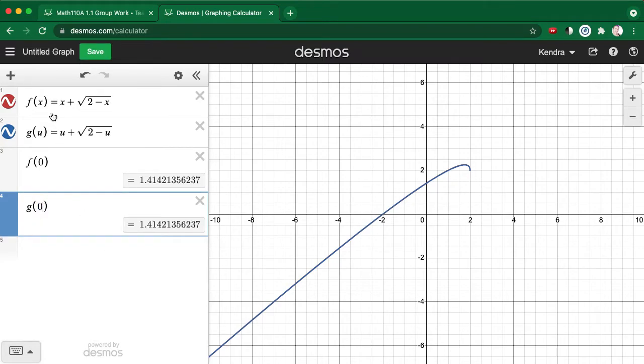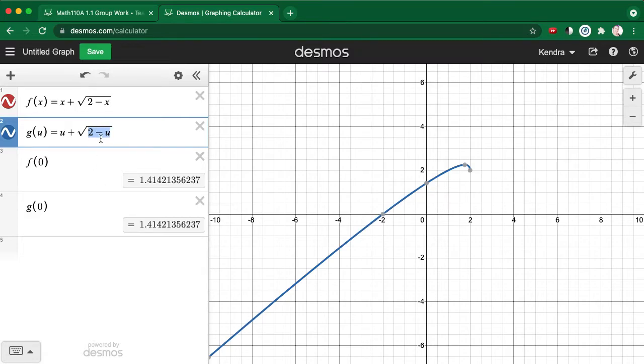And one thing is to recognize what this notation is doing here. This notation says the output from a function called f from an input that we call x. Now I can just replace this x with the word input. It says take the input and then add the square root of 2 minus the input. And g says take this input, u, I'm going to call it input, and start with that input and then add the square root of 2 minus the input.